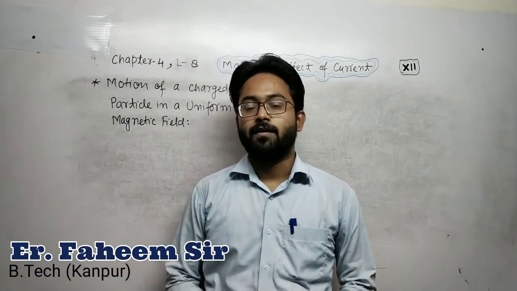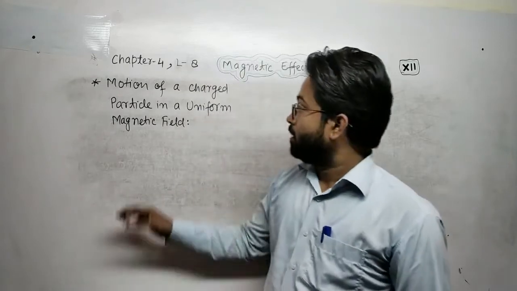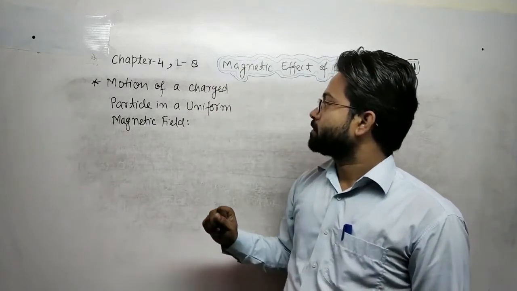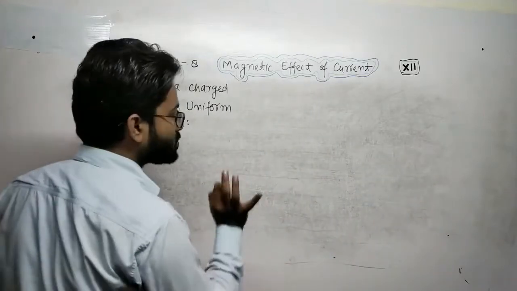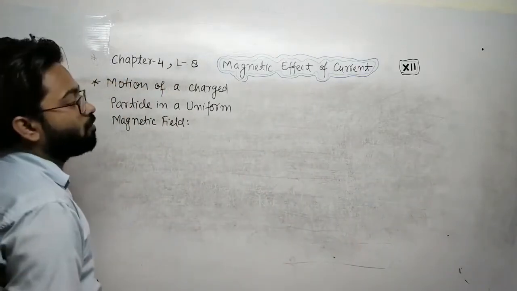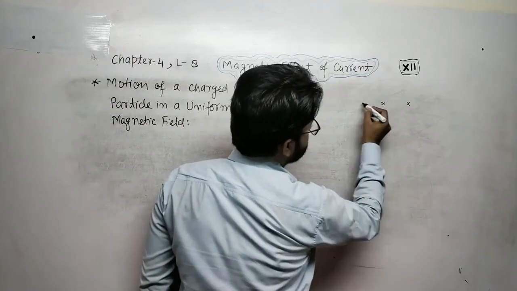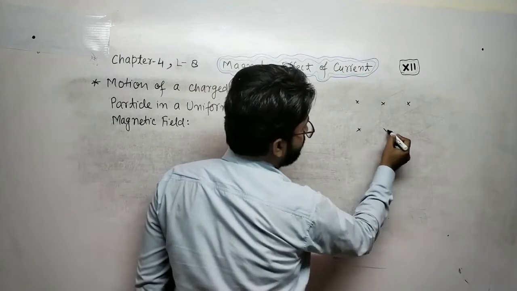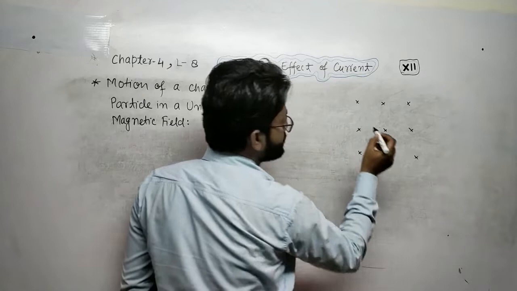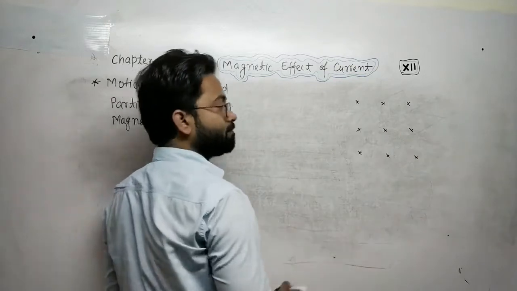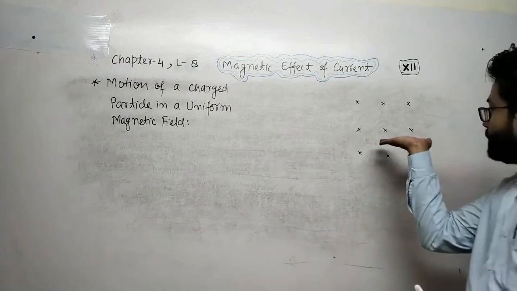Hello students, in this video we will discuss the motion of a charged particle in a uniform magnetic field. Means a charged particle is moving in a uniform magnetic field. Let us suppose this is the uniform magnetic field and the direction of the magnetic field is into the plane, because this is a cross, that means the magnetic field is inside the plane.